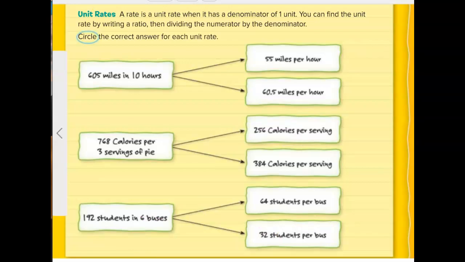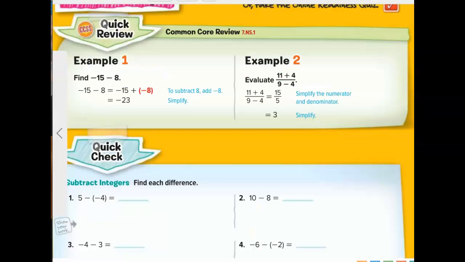Top. It says to find negative 15 minus 8. We like to rewrite these as adding because we can add better than we can subtract. So if I was to rewrite this, it would be negative 15 plus a negative 8. If I have 15 negatives and 8 negatives, how many total negatives do I have? Negative 23.